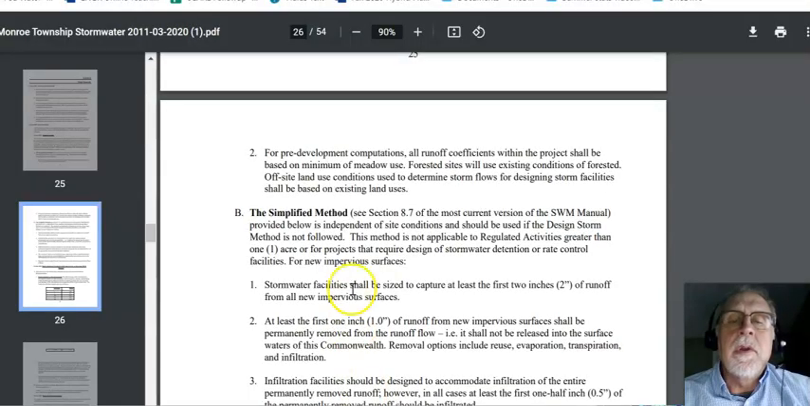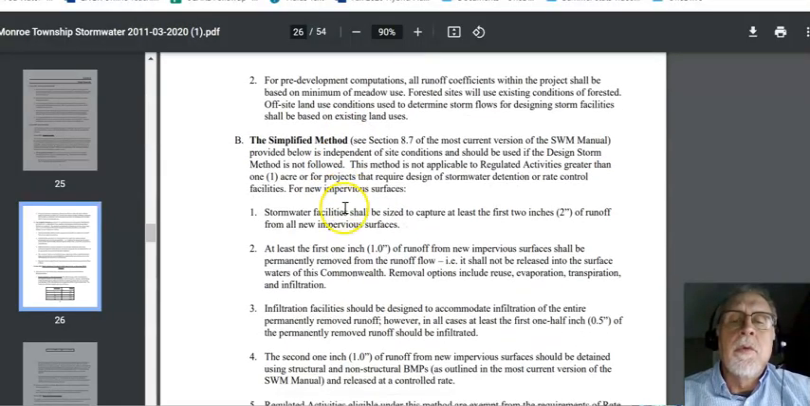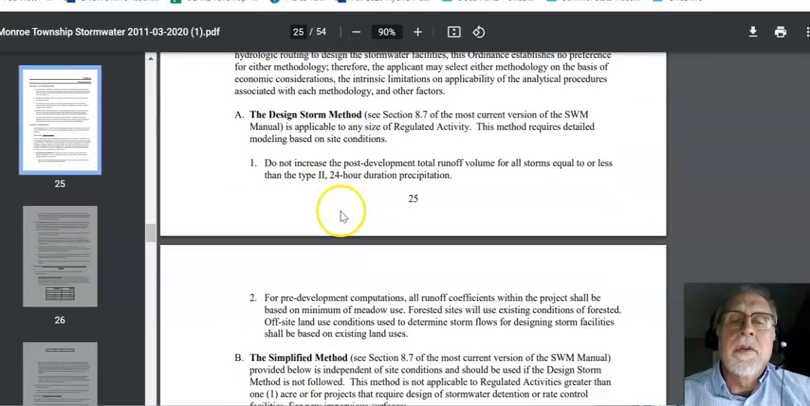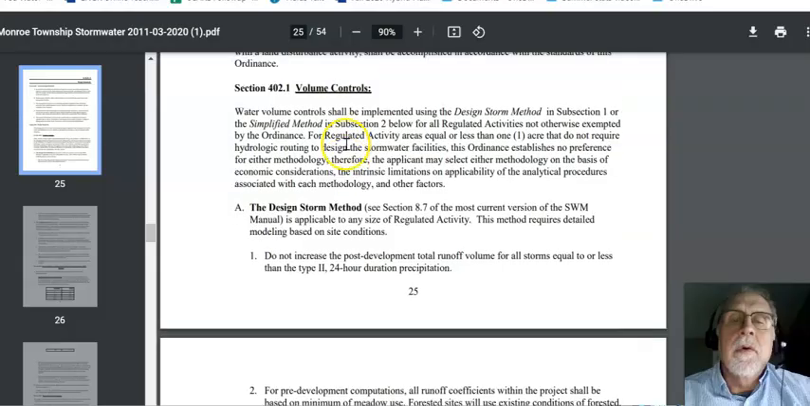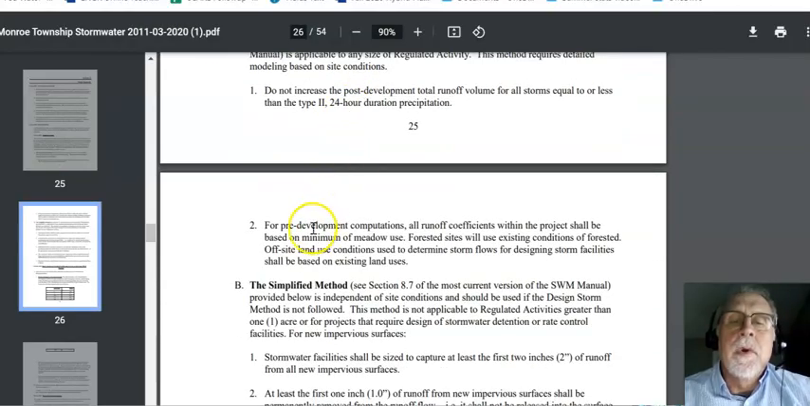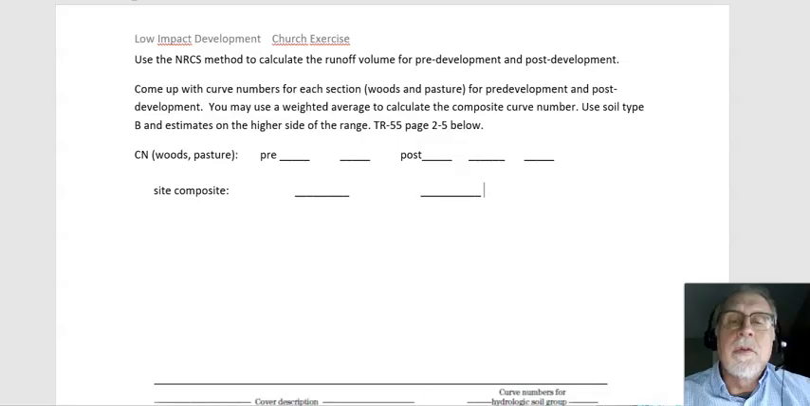For example, in the Monroe Township one, it says for the volume control for pre-development conditions, all runoff coefficients within the project shall be based on a minimum of meadow use. I think that means meadow use or better, or a lower curve number. Better is a lower curve number, more runoff is a higher curve number, but I'm not completely sure what minimum means in that case. Forested sites will use something that says forested, and other than that we can look up that particular land use. So let's go back here.